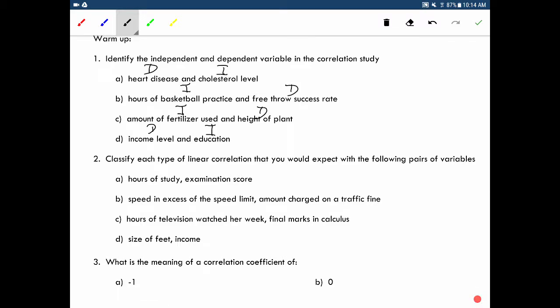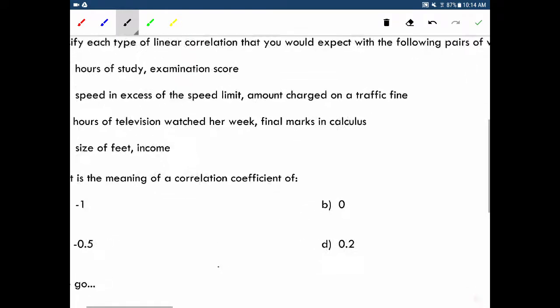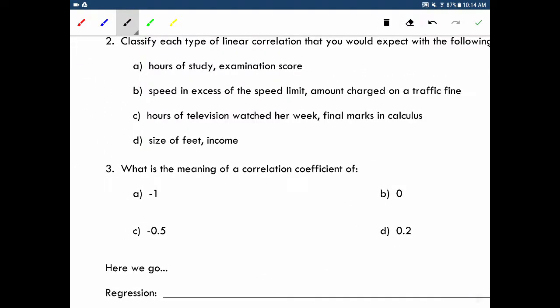Now, for each of these, the type of correlation we would expect to see. So, hours of study and examination score. I want you to go through this one yourself and decide: do you expect it to be strong, moderate, or weak? And do you expect it to be positive or negative? So take a few minutes yourself and go through those examples. Okay, I do want to recap with you the meaning of the correlation coefficient.